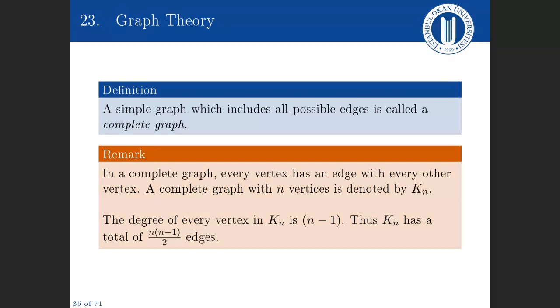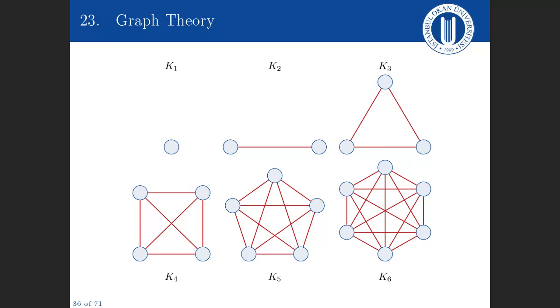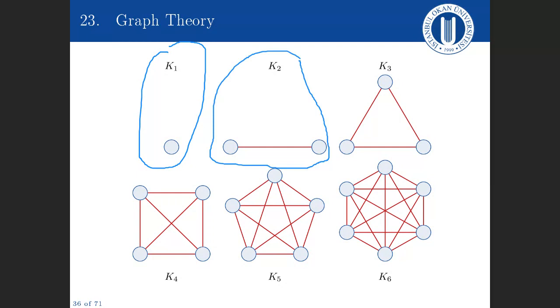A simple graph which includes all the possible edges is called a complete graph. In a complete graph, every vertex has an edge with every other vertex. A complete graph with n vertices is denoted by Kn. And the degree of every vertex in Kn is going to be n minus 1. So that means that Kn must have n multiplied by n minus 1 divided by 2 edges. For example, the complete graph with only one vertex is called K1. The complete graph with 2 vertices is called K2, and so on.